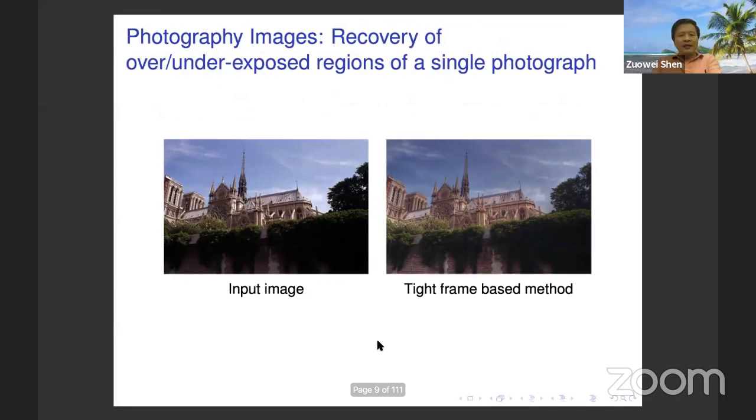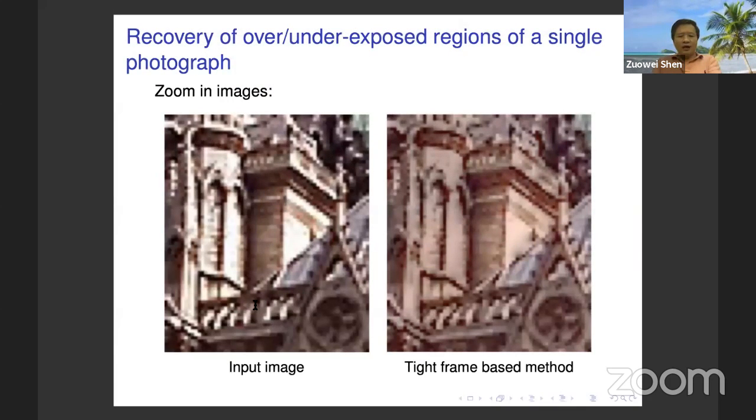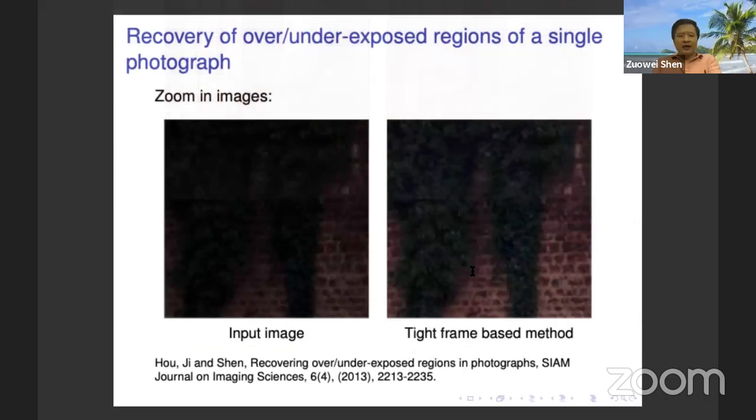The next example is how to recover underexposed or overexposed regions in an image. So this is the image. This region of the image is overexposed, while the other region is underexposed. This is the recovered image, with a balanced exposure. We can zoom in and look at this overexposed region, that's the recovered region, and this is the underexposed region, and this is the recovered region.